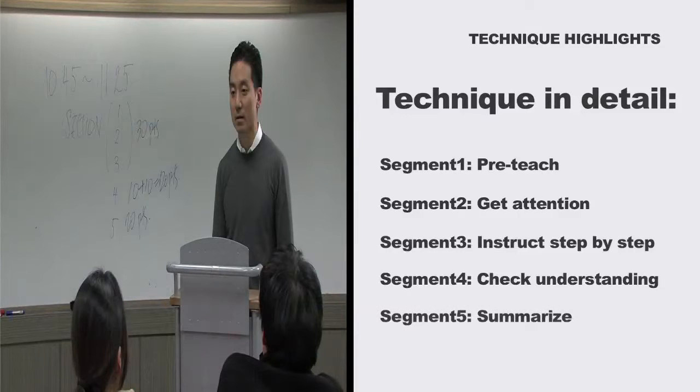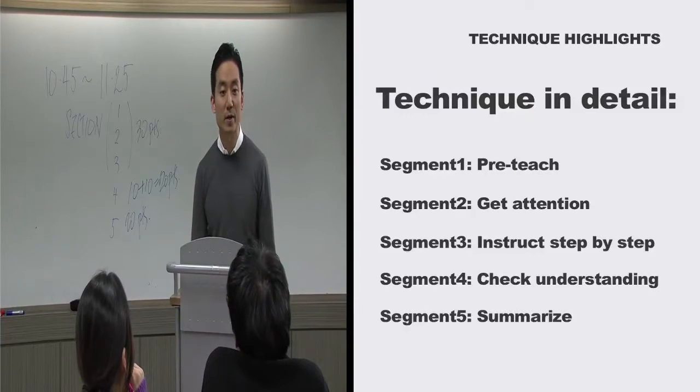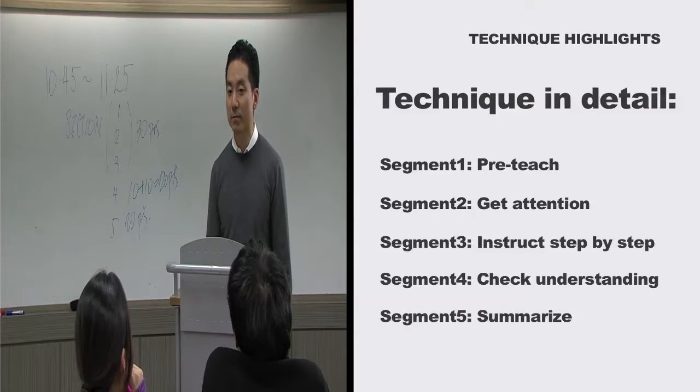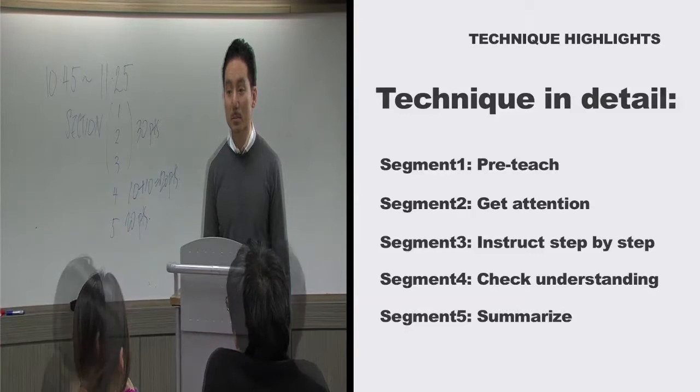Fifth, he summarized the rubric. So to summarize, sections 1, 2, and 3 are multiple choice. Section 4 is 2 short answer questions. Section 5 is an essay. Answers in English only, 40 minutes.